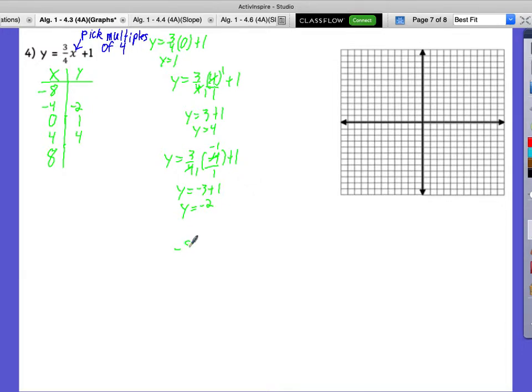Okay? So y is equal to 3/4 times -8 plus 1. Well, -8 is -8 over 1. This 4 and -8 can cross reduce. 4 becomes a 1, -8 becomes what? -2. So what's 3 times -2? -6 plus 1. So y is what? -5.